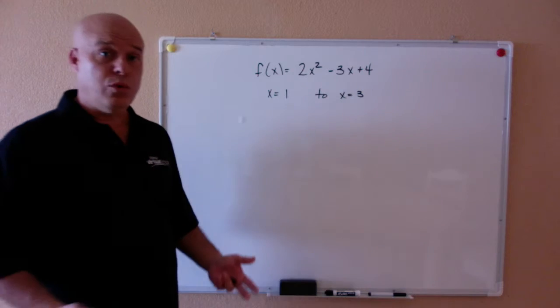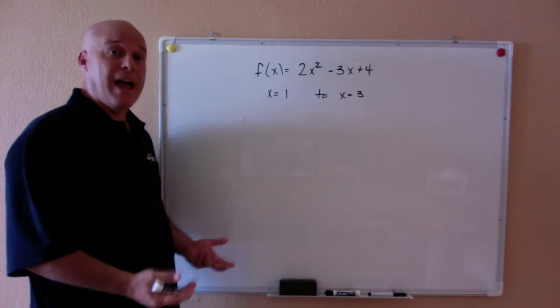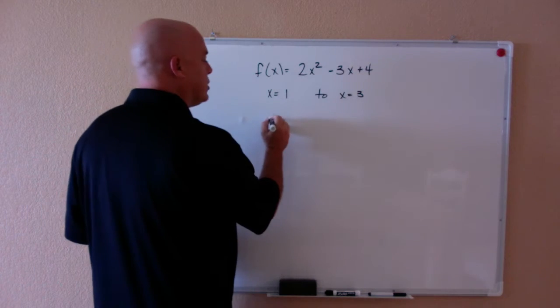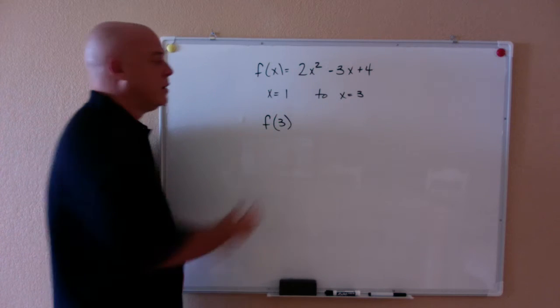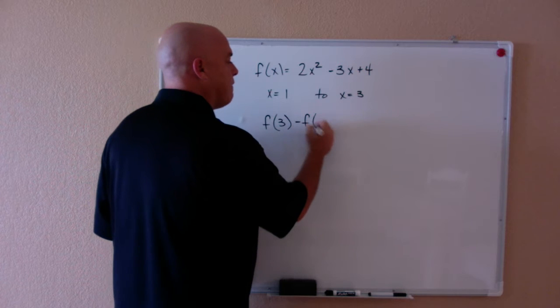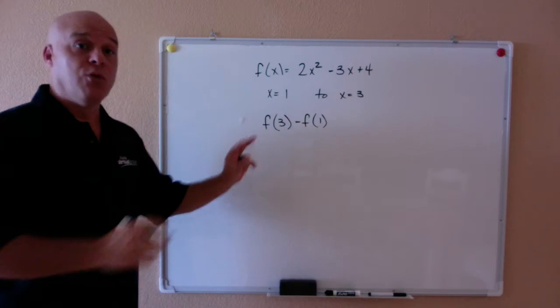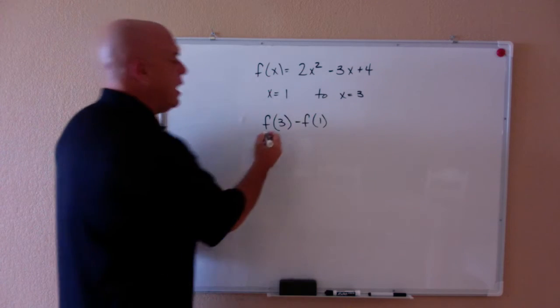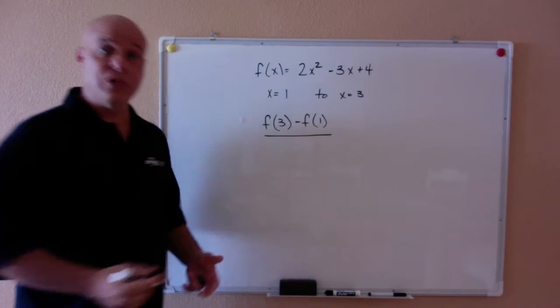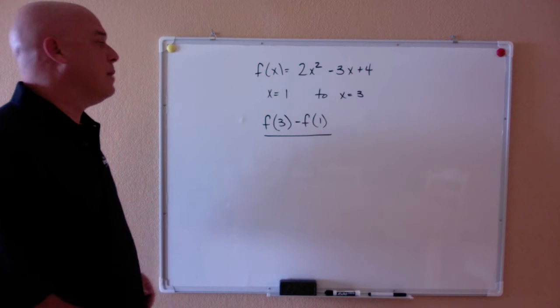To do that, I'm going to use my average rate of change formula. I'm going to take the f function evaluated at one point minus the f value evaluated at another point. It really doesn't matter which way I do that, but whichever way I do it, I have to make sure I remain consistent, just like when we were working with slope way back in Algebra 1.